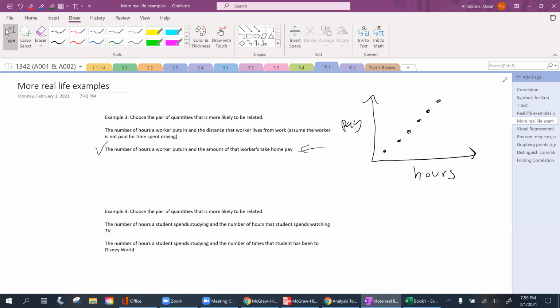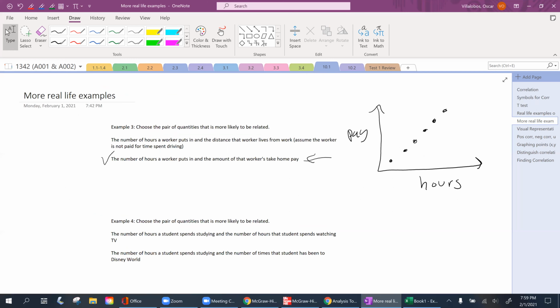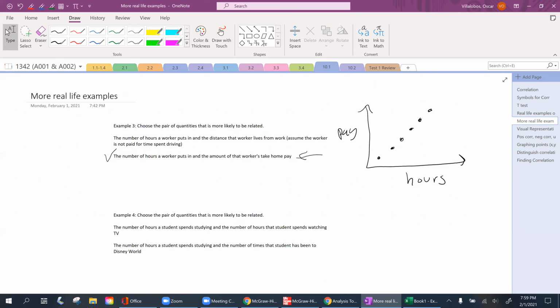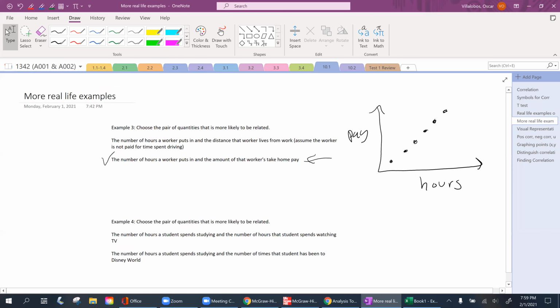And let's go ahead and look at example 4. Let's choose the one that's more related than the other. The number of hours a student spends studying and the number of hours that the student spends watching TV. I see a correlation there, right? The less that person is studying, the more TV is being watched.